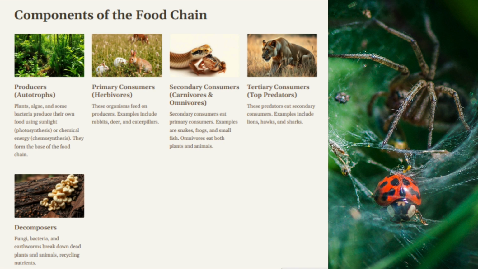So, sila yung one of the sources of energy of other consumers. Okay? So, that's why we call them producers because they can produce their own food. So, producing food by themselves. So, by means of photosynthesis and chemosynthesis.